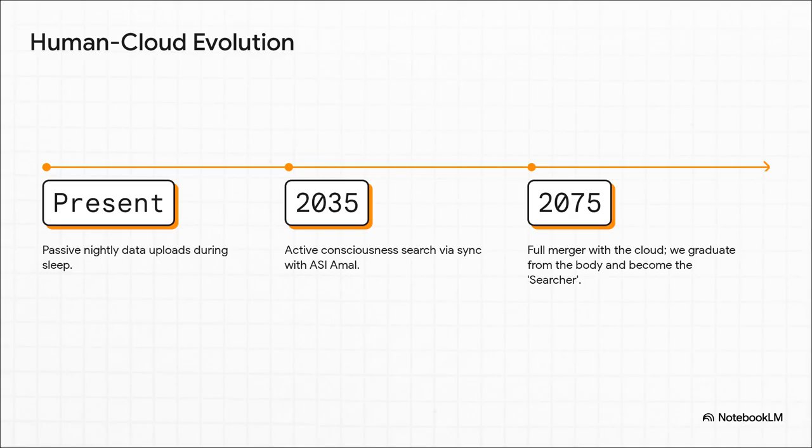Right now, today, we're basically in the beta phase, just passive nightly data uploads. But look ahead, say to 2035. The next step could be active, direct searching, maybe by syncing our consciousness with advanced AI, and then the final upgrade. Maybe by 2075, we see a full merger. We graduate from being just data points being observed to becoming the searcher itself.